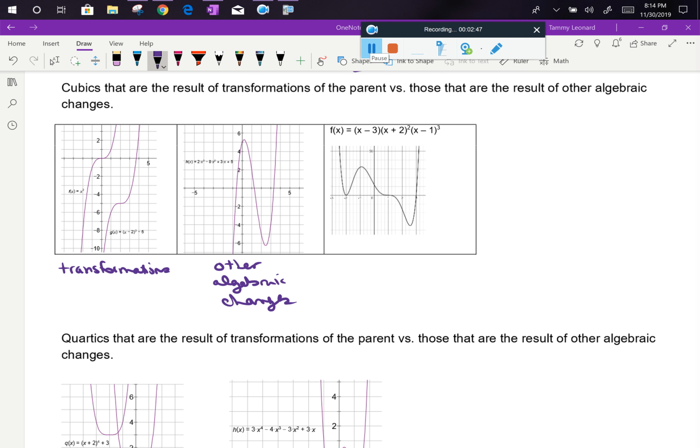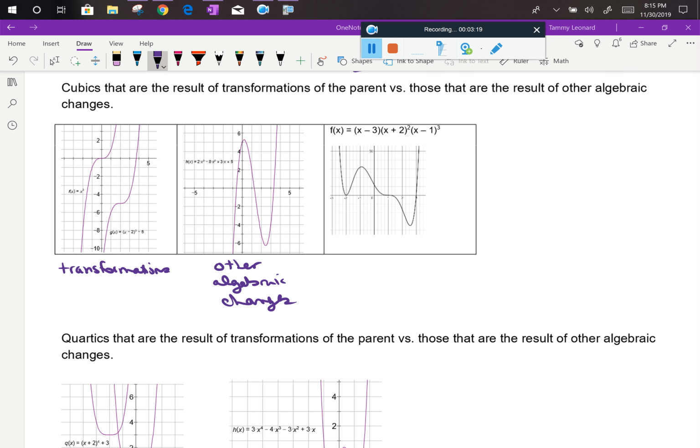This last one as well is the result of far more than just transformations. And you can sort of see that when you look at it in its factored form. In one place, x is being subtracted with a 3, which would suggest a horizontal translation to the right by 3. But then in another spot, it's x plus 2, which would suggest a horizontal translation to the left of 2. We know that both of those things can't be happening at the same time, and so we can sort of come to understand that there's more algebra going on here.